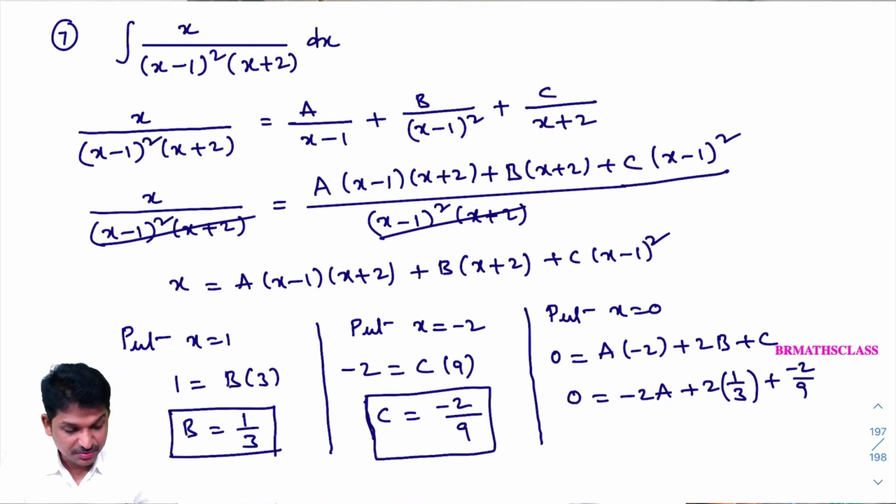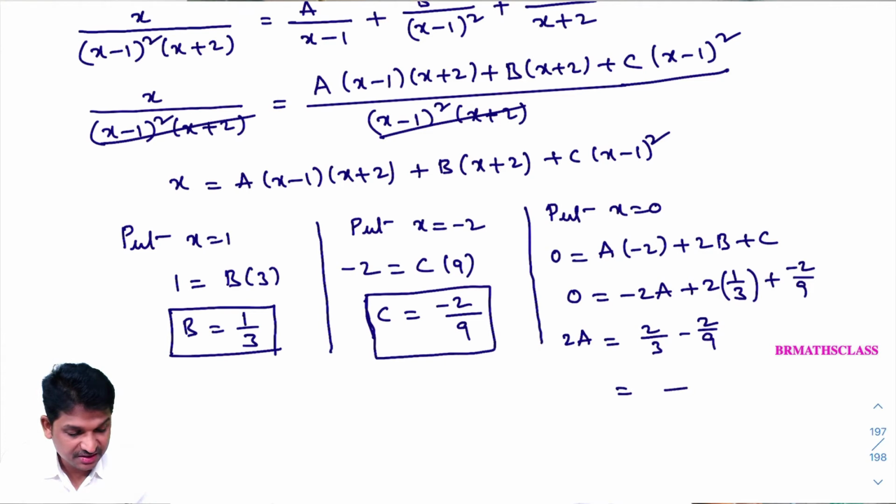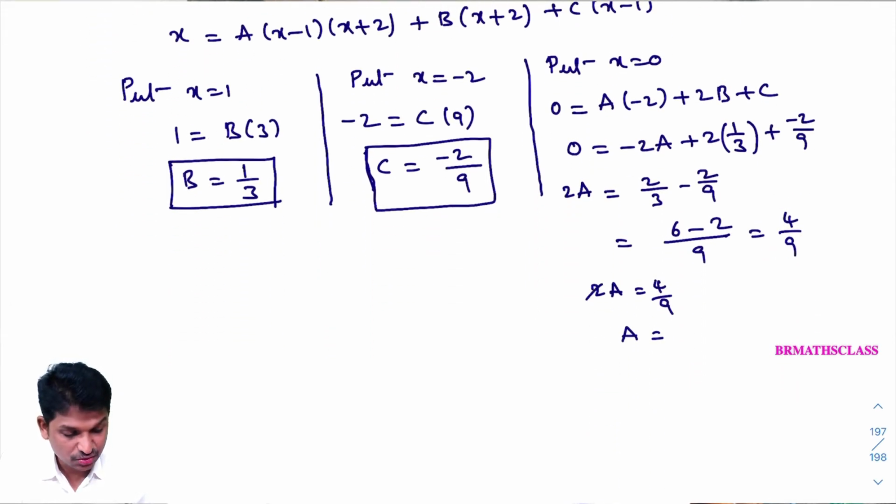Now here this minus 2a is there. Minus 2a you take to the left hand side, it will become plus 2a. 2a equal to what is remaining here? 2 by 3 minus 2 by 9. Take the LCM, LCM is 9. 3 times 3 2s are 6, so 6 minus 2, that equals 4 by 9. 2a equal to 4 by 9. Okay, what is a? 4 by 9, this 2 will get cancelled 2 times. A is 2 by 9. So I got the a value as 2 by 9.